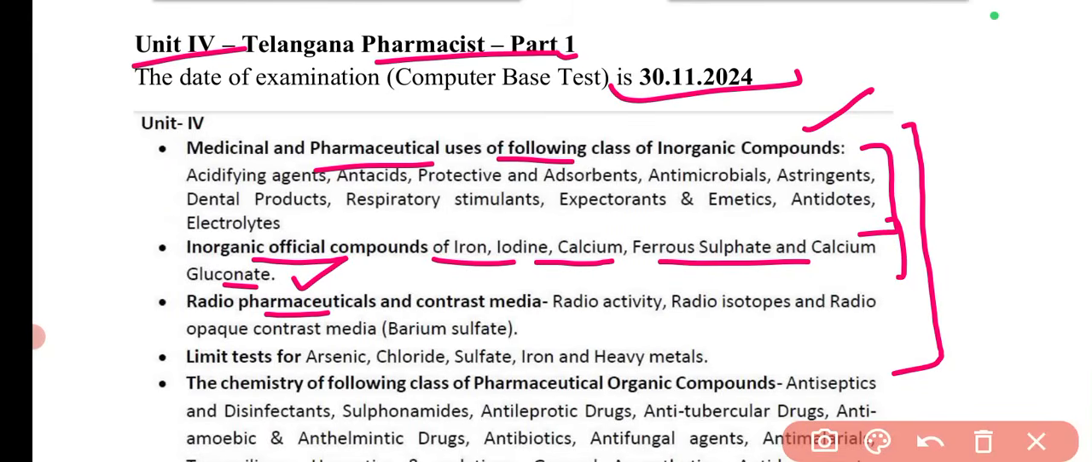Then there are radiopharmaceuticals and contrast medium. Quite limited questions are there. Mostly the question was asked previously regarding barium sulfate. So this is important. What are the units? Most of the things will be covered in this particular video.